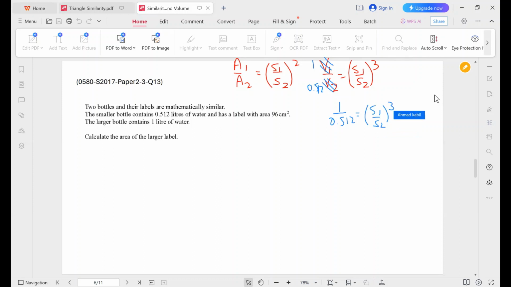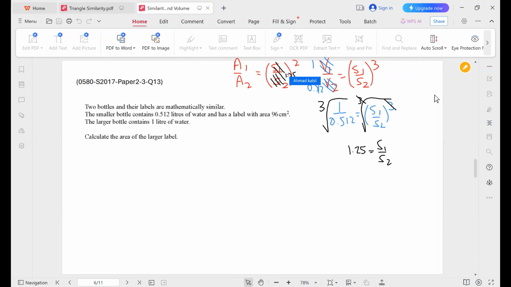Take the cubic root of both sides. And the cubic root cancels the power. So you get S1 over S2 equals, and you can evaluate the left-hand side on the calculator, cubic root of, and 1 in the numerator, 0.512 in the denominator. So you get 1.25 in this case. Now you can take the 1.25 and put it into the other equation here. So this is 1.25.